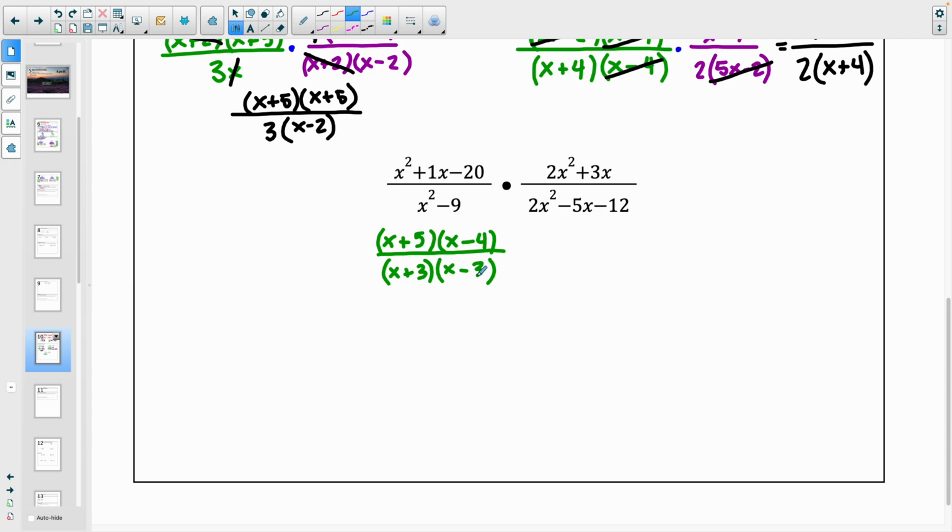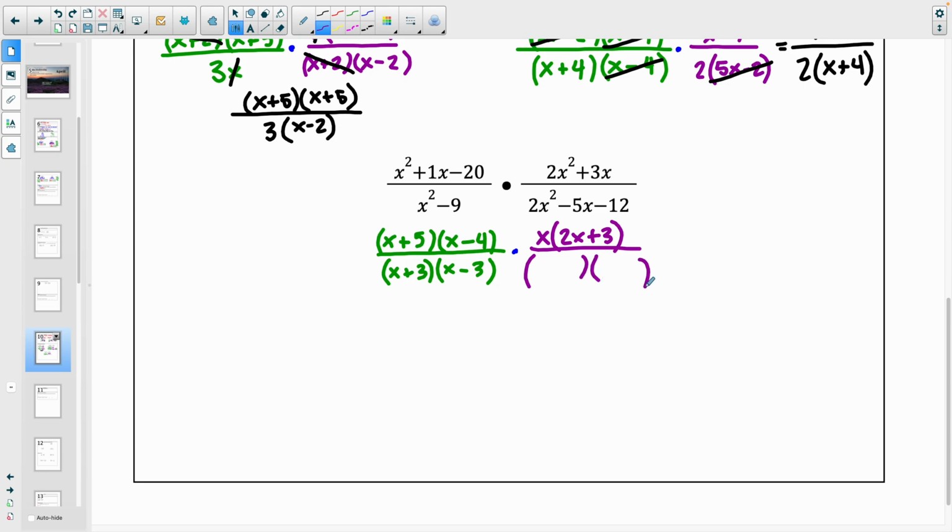Now we go ahead and do the second fraction as well. So on the top, we can factor out an x. We're going to be left with 2x plus 3. And in the denominator, when we factor that, there's no GCF, so we just have to go to our parentheses.